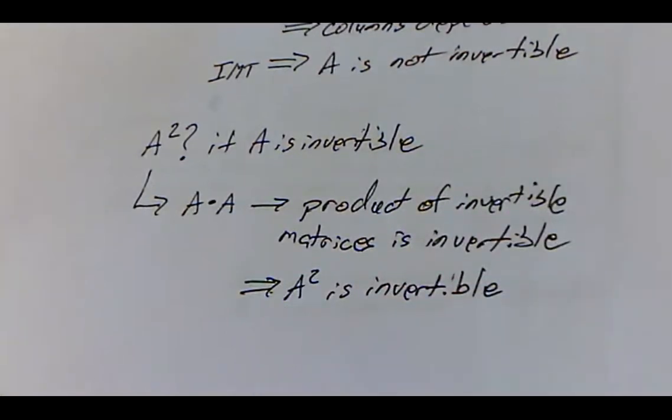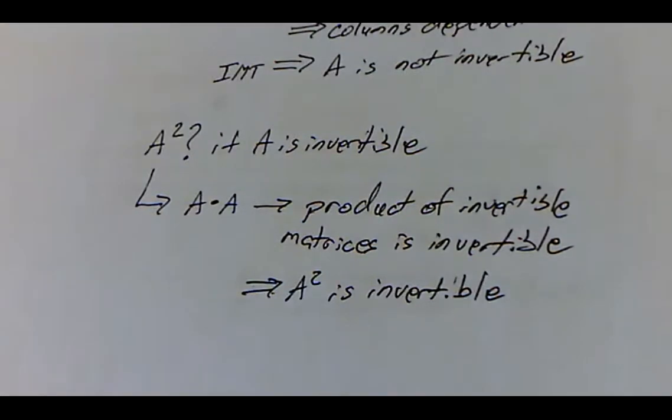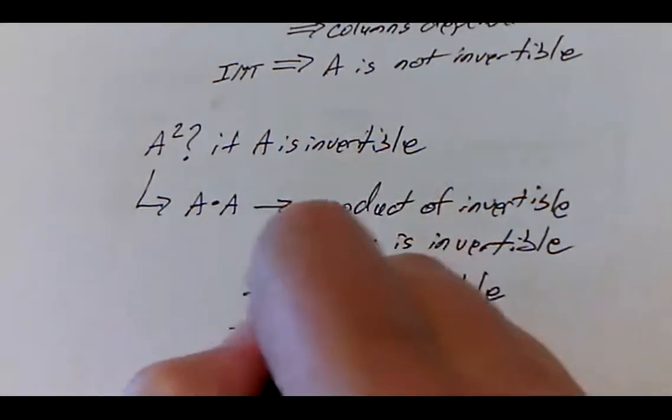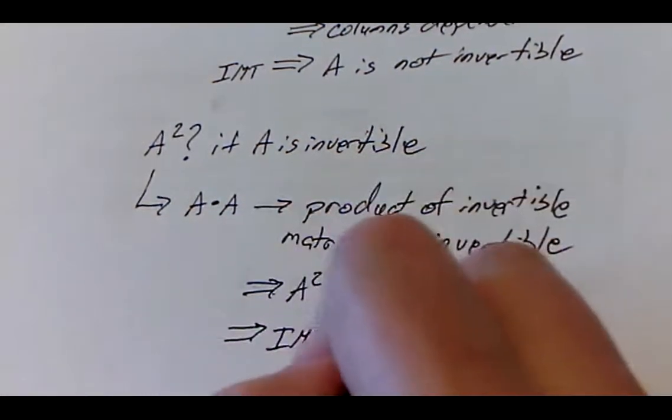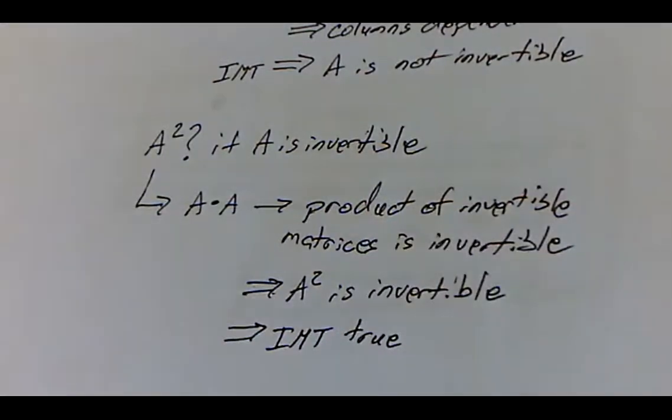Naturally, then, A cubed is invertible. A to the fourth is invertible. We get all the powers that are invertible. So if I know it's invertible, then I get the rest of the invertible matrix theorem. I get the columns are independent. If it's a transformation matrix, it's onto, it's 1-to-1, etc.